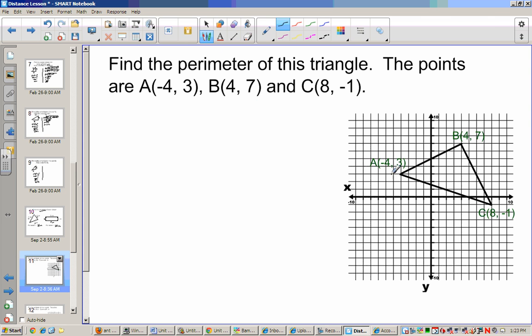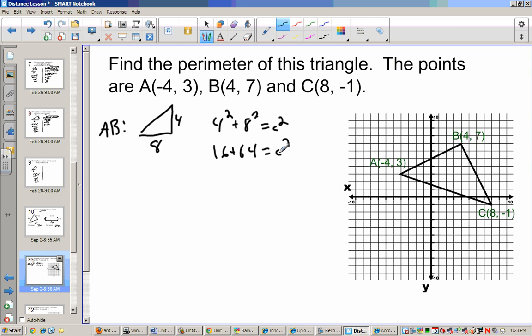So now when I find the perimeter of this object, that's the distance along the 3 sides. In order to do this, we have to find the distance of each side. So AB, the distance from A to B, is going to be from negative 4 to 4 is 8, from 3 to 7 is 4. So I'm just going to do 4 squared plus 8 squared is equal to c squared, or 16 plus 64 is 80. And now I take the square root of 80, which is going to be really close to 9, 8.94. So let's say 8.9. That's my c.